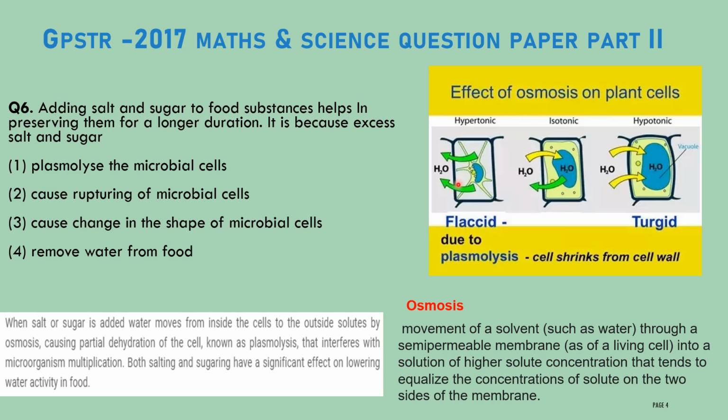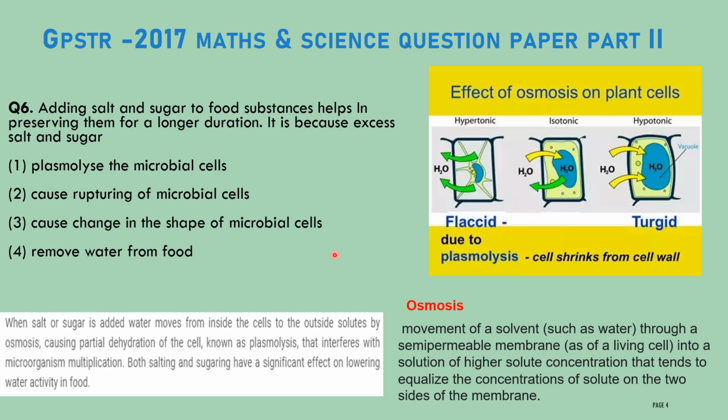In a hypertonic solution you can observe the water from the cell coming out. In this condition the cell will shrink because the water from the cell comes out. In the case of a hypotonic solution, the water goes inside the cell, therefore the cell wall will swell. You can see the swelling of the cell wall.